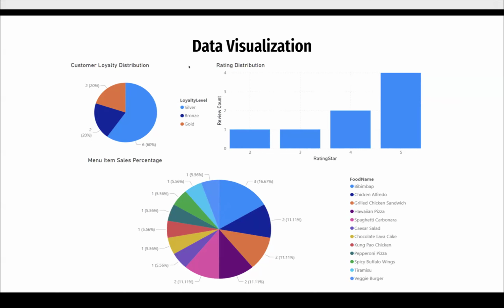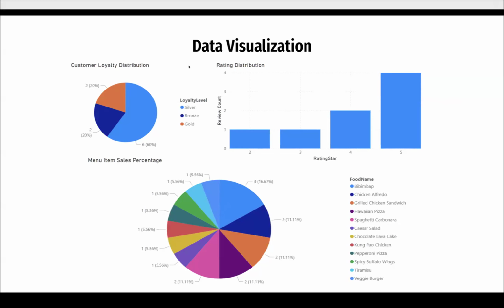This is a pie chart showing the distribution of customer loyalty levels. As you can see, this breakdown helps us understand our customer base better and refine our loyalty program to encourage more engagement. The second chart shows the distribution of the customer rating.